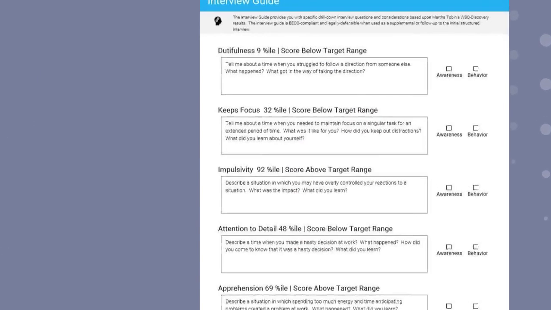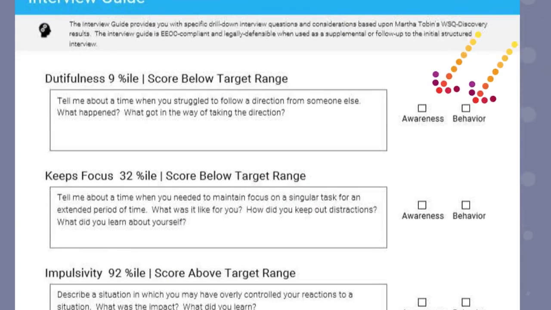On the right-hand side, you notice the awareness boxes and the behavior boxes. If the test taker indicates that they are aware of this trait, check the box when the candidate has given indication that they are aware of that particular aspect of their personality. Check the behavior box when the candidate shared examples of changing their behavior when necessary.